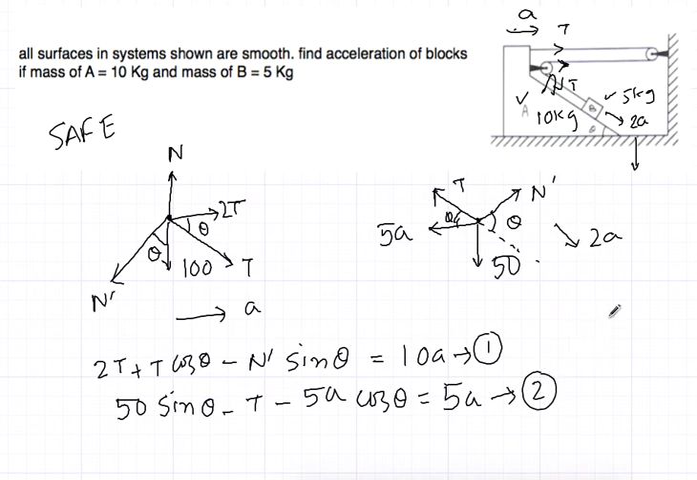For the second equation, we need another equation, right? What is this? N dash equal to 5a sin theta. This is our third equation.